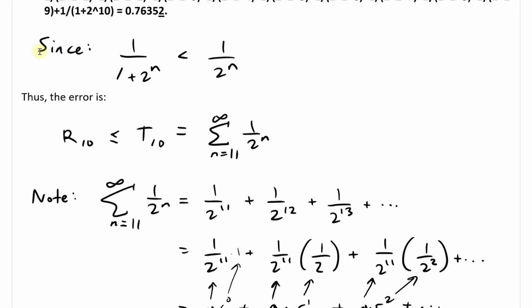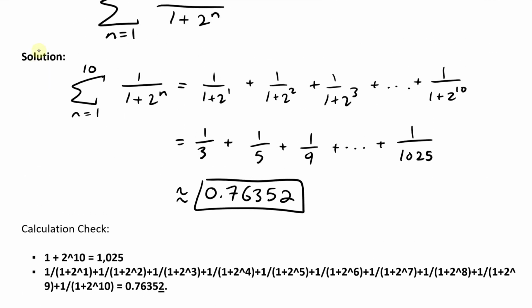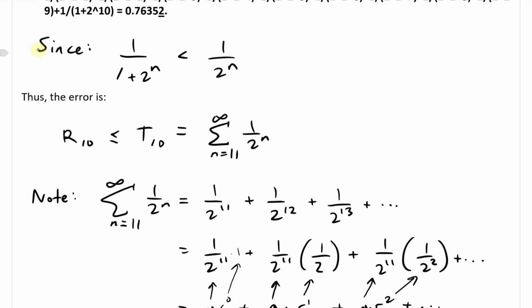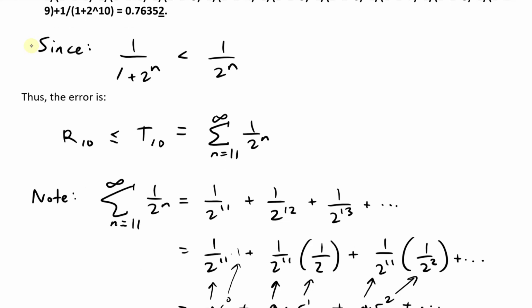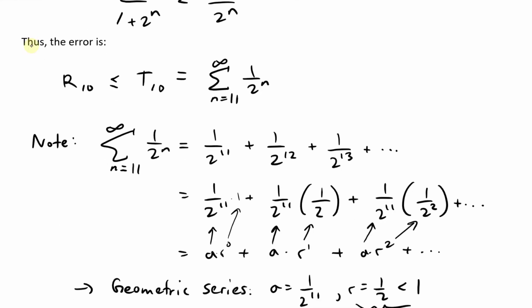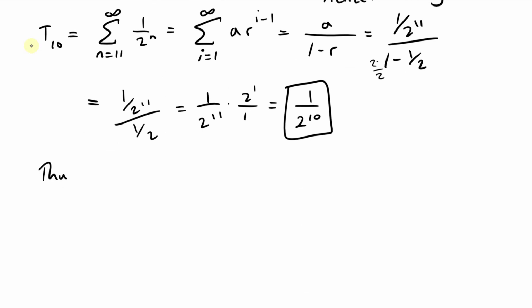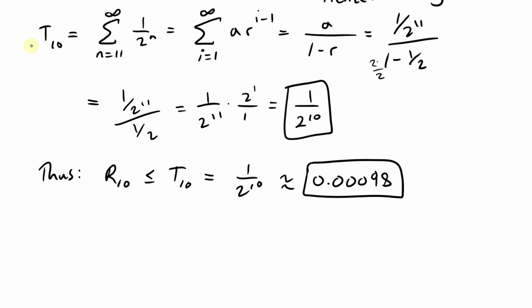Yeah, so thus what we have is we know that the remainder of this series, 1 over 2 to the power of n, the remainder after 10 sub-intervals, or the partial sum of 10 terms, the remainder after that is going to be less than or equal to the remainder of the comparison theorem, which equals this. So thus R10 is going to be less than or equal to T10, which equals 1 over 2 to the power of 10 exactly. And this is roughly equal to, when you plug into the calculator, 0.00098. Let's circle it. So that is going to be the error. It's going to be less than that.